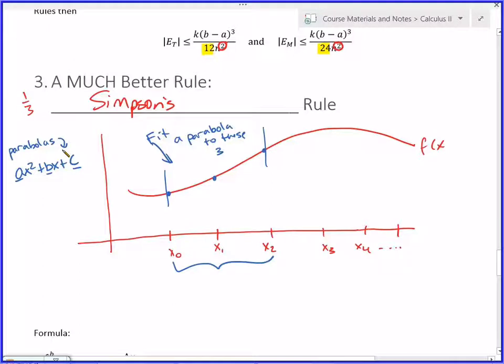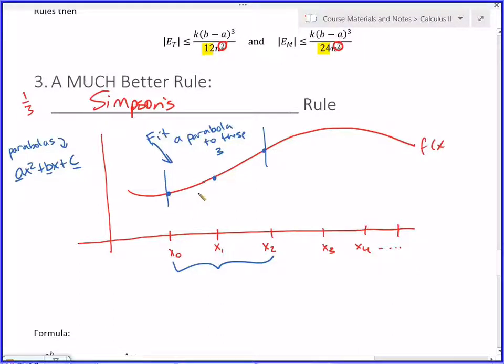In order to describe a parabola, you need three pieces of information. One way to do it is with three coefficients. Okay? Well, with three points, I can now find a specific parabola that goes through that set of points. With three points, I can find the parabola that fits it.